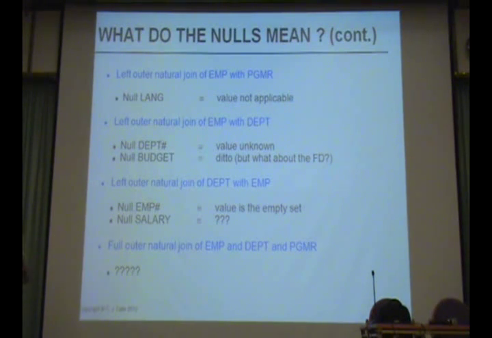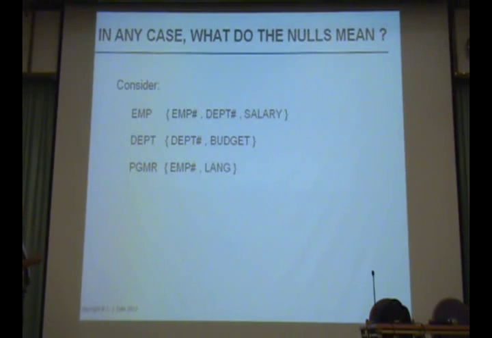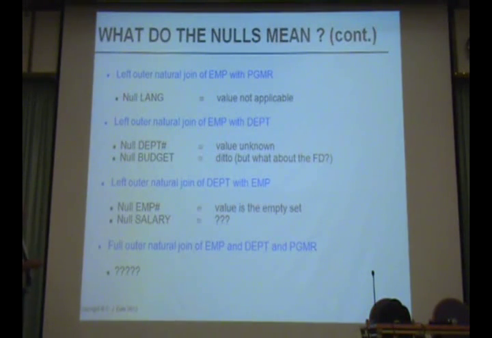Suppose we did a left outer join of emp with dept. Okay, so we're joining employees and departments, via department number. If employee 1 is in department 2, it joins to the row for department 2, that's fine. Suppose employee 10 is in an unknown department, so the department number is null. So it doesn't join to anything here, so in the result the department number will be null and the budget will be null. So clearly the null department number means we don't know what department this person is in. Budget is a bit weird. You don't know what the budget is, but the reason you don't know the budget is because you don't know the department. If you knew the department, you would know the budget. So arguably that's a different kind of null, but I won't press the point.